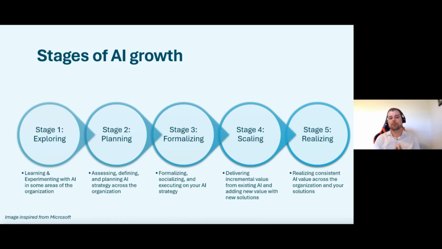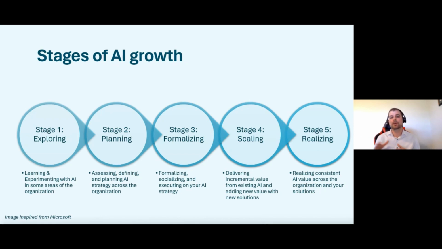Then you're going to move into stage 3, which is kind of formalizing, socializing, and executing on that strategy. And it's likely a long-term strategy, right? Maybe you're going to start leveraging some very simple AI or put in some policies and things in place around AI at your organization. But you're going to start executing on that strategy. You're going to start all this development process.